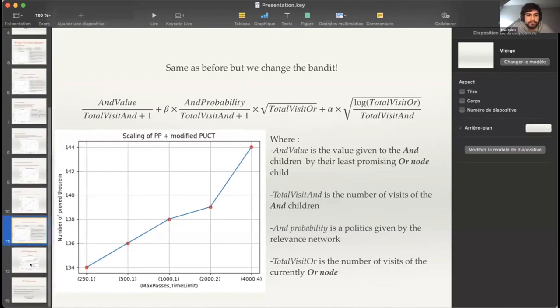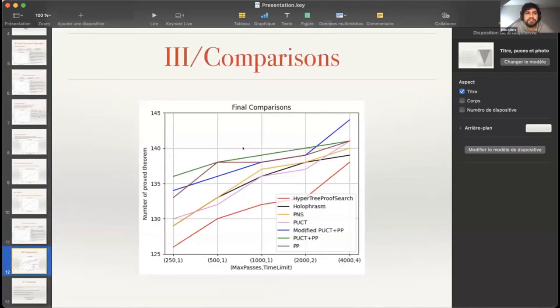So you have here a final comparison. As we can see, in general, the best algorithm in this context of 4,000 visits and 4 minutes is our modified PUCT combined with the product propagation value. And in other settings, this is only the combination of the PUCT and product propagation.